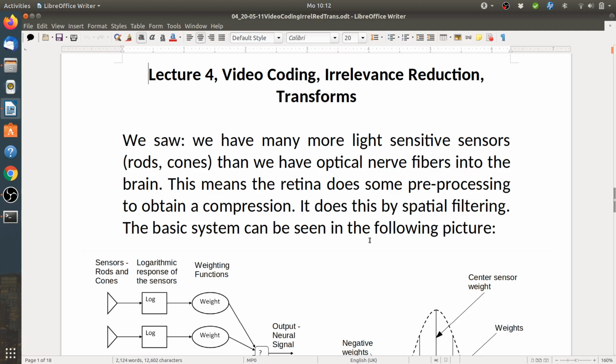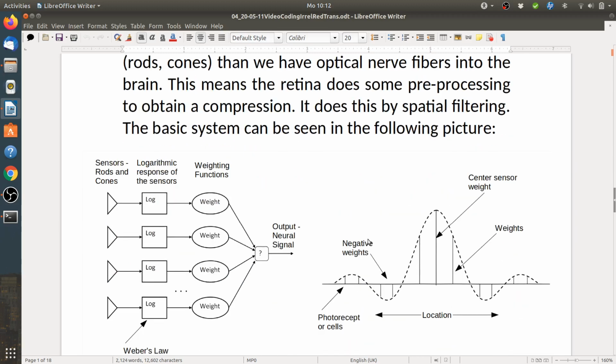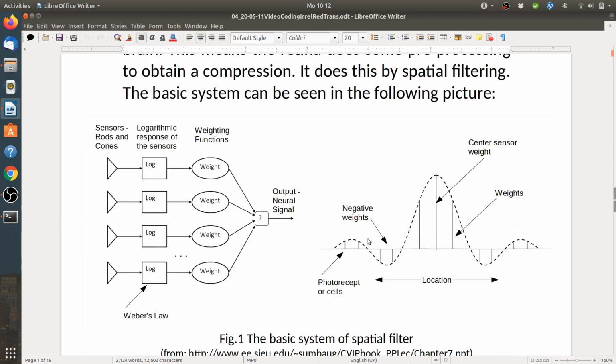And this again becomes relevant for compression because this shows us which information is important for the receiver, the eye and the brain. So here's the basic structure. So we can see here the light sensitive sensors, rods and cones. Right. So we have many more rods than cones, and both are many more than the nerve fibers going into the brain here on the right hand side.